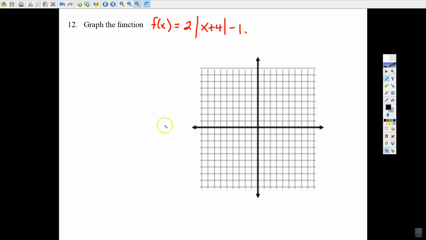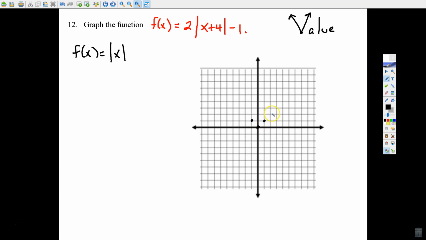All right, number 12. This is another absolute value function. They always produce v-shapes. Just think absolute value, the v in value. This is actually a transformation of the parent function f of x equals the absolute value of x. So I think I'm going to start with that.